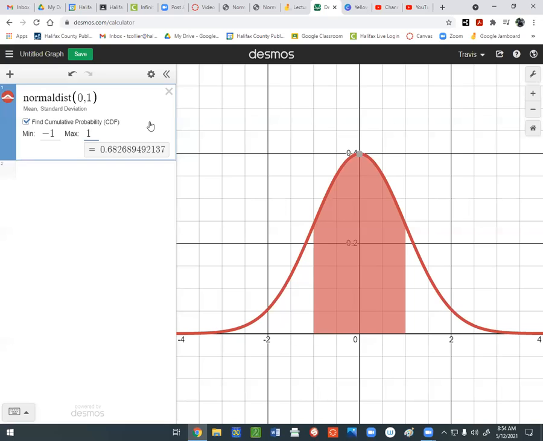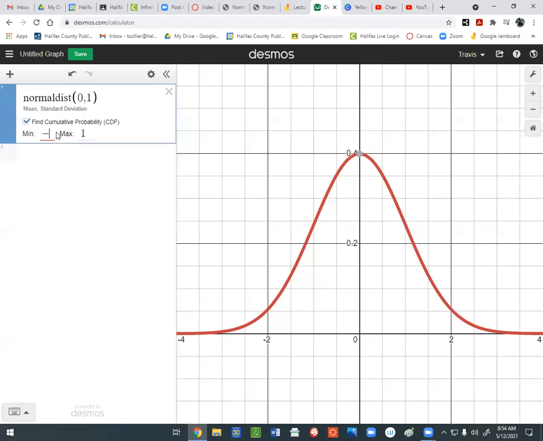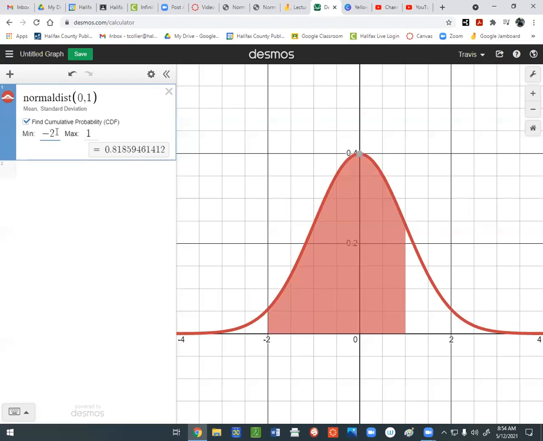But we want to do a little bit better than that, right? So now let's see what happens when we're 2 standard deviations away. Under minimum, I want you to change that -1 to a -2. And we're going to change the maximum to +2. Okay. So now what you'll see is almost all of the area under the curve is shaded. What's the decimal that I get?